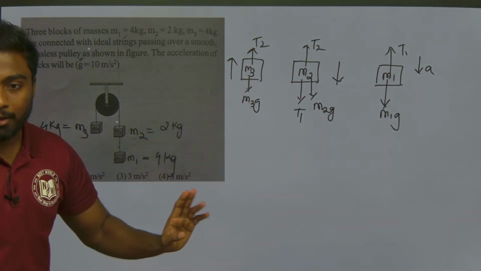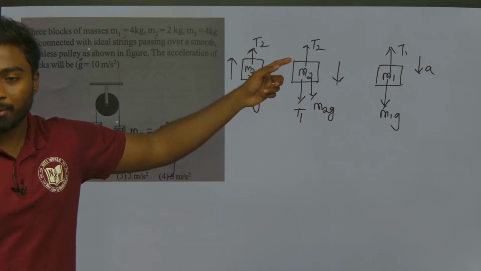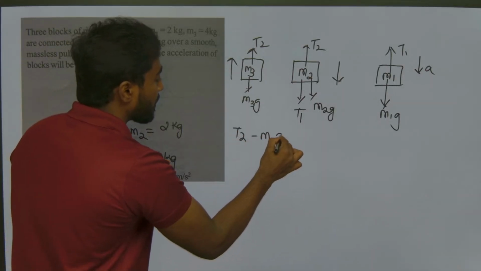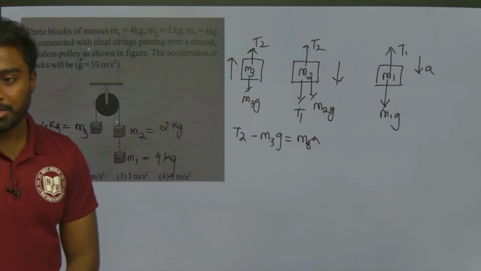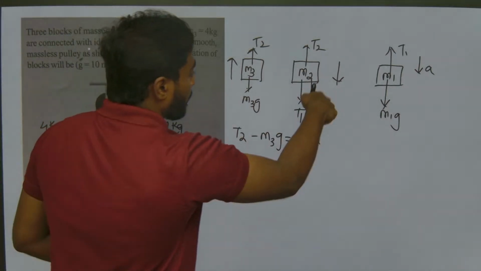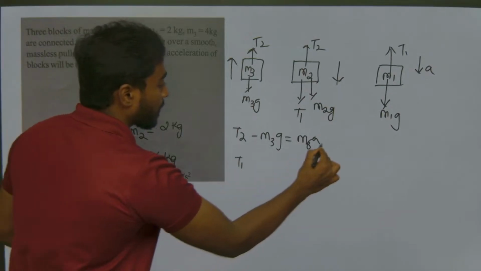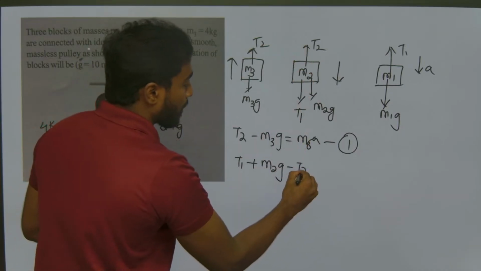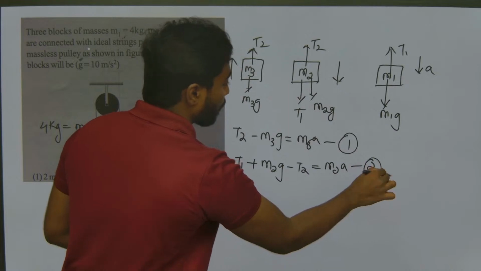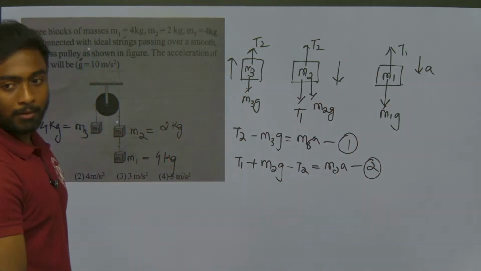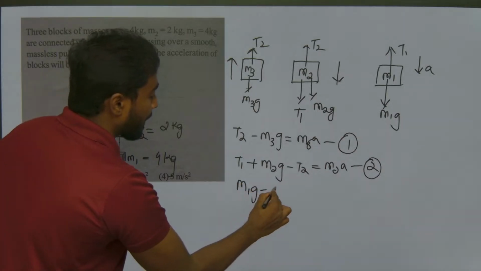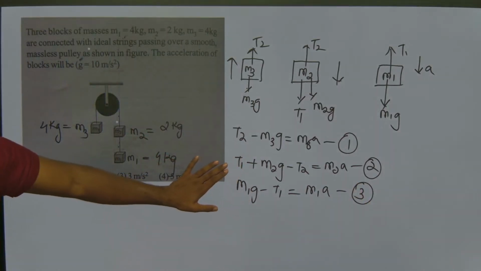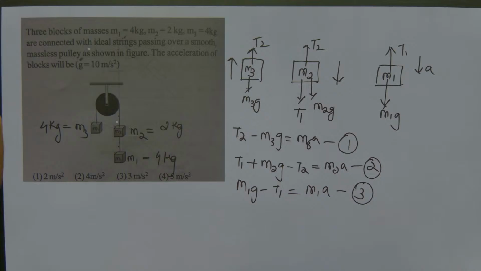Now equations I need to write. So forces acting towards acceleration are positive, and those in the opposite direction of acceleration are negative. So for this, T2 minus M3G equals M3A, one equation. For this, T1 plus M2G minus T2 equals M2A, equation 2. For this one, it is M1G minus T1 equals M1A, equation 3. So I got 3 equations. From these 3 equations I need to find the acceleration, that's it.